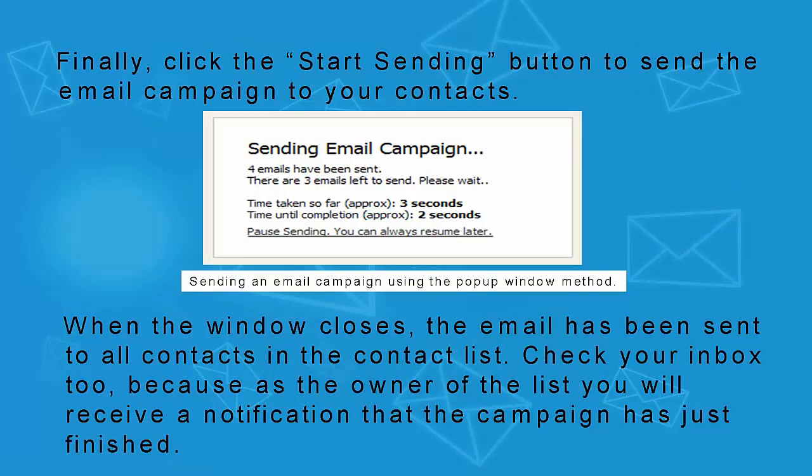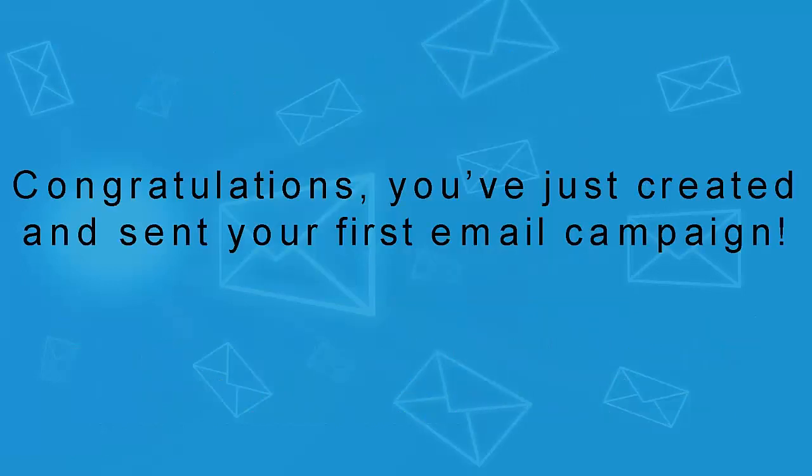Finally, click the Start Sending button to send the email campaign to your contacts. When the window closes, the email has been sent to all contacts in the contact list. Check your inbox too, because as the owner of the list you will receive a notification that the campaign has just finished. Sending an email campaign using the pop-up window method. Congratulations, you've just created and sent your first email campaign.